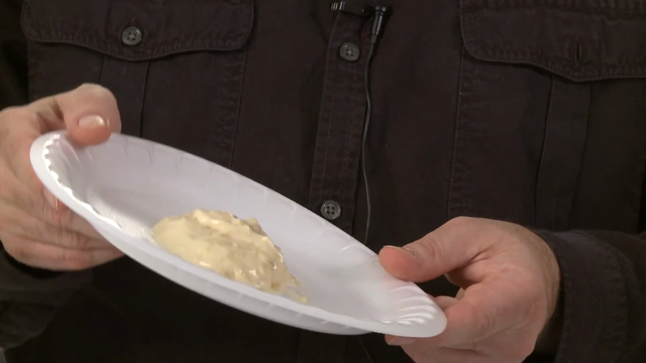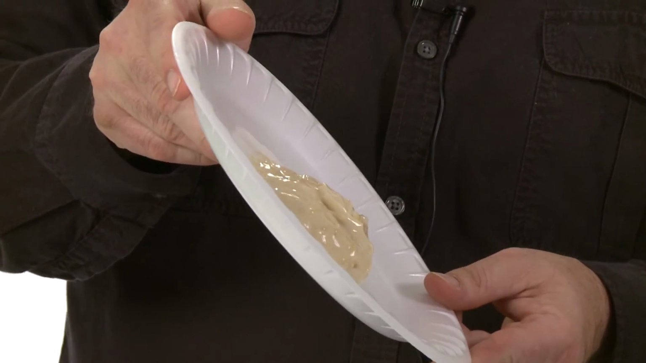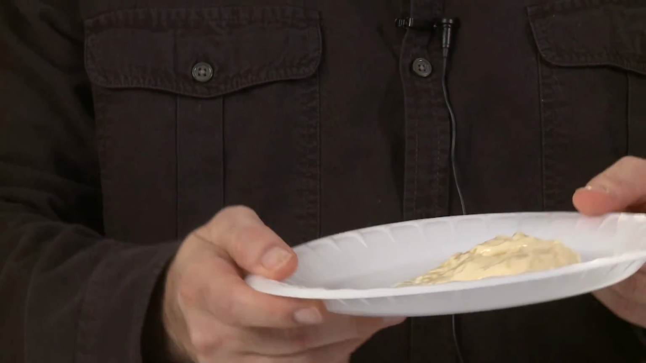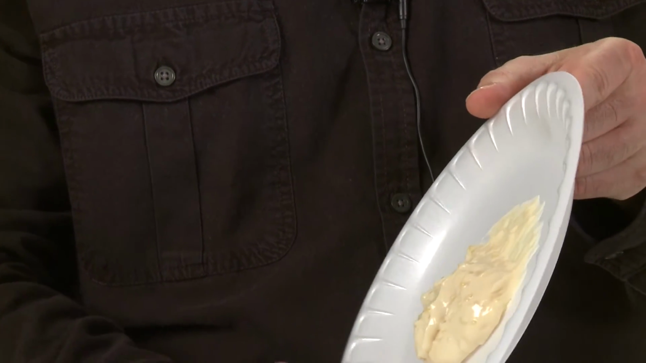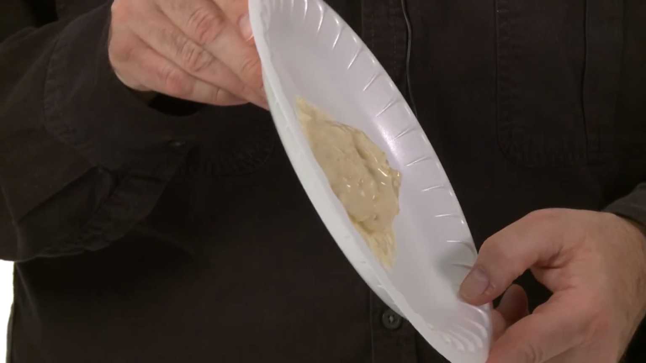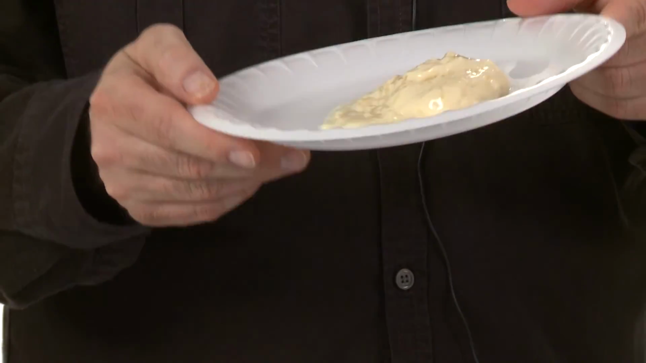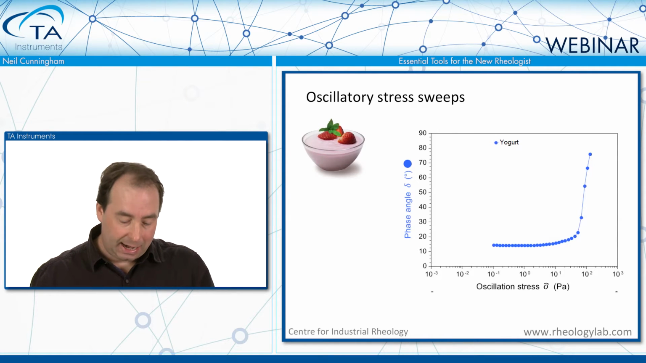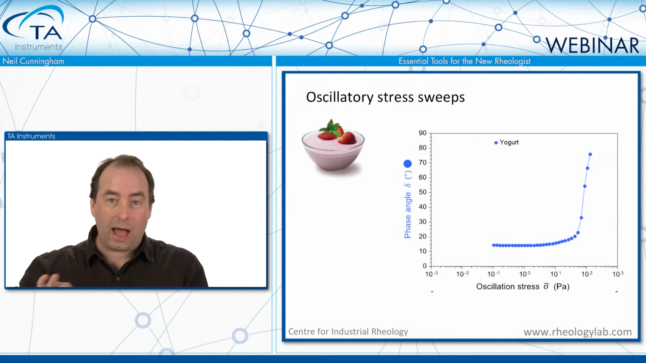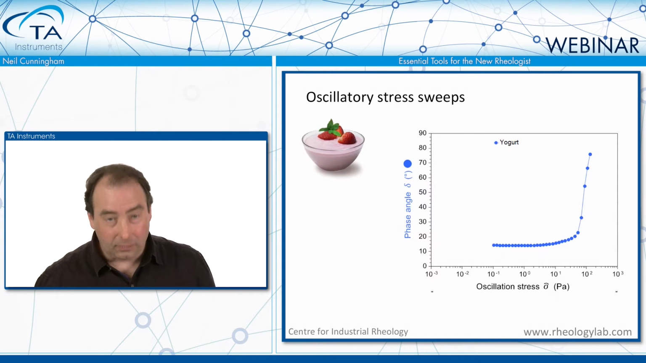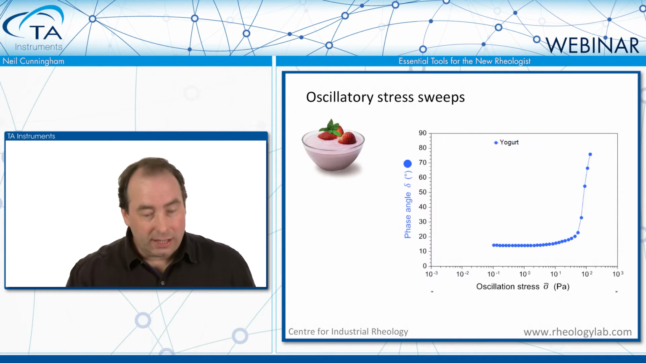But if we ramp up the stresses, then what we can see is we start to see the tapioca shearing, and we're getting this kind of avalanching. And what's happening here is we're applying sufficient stress to disrupt the structure in there. And so everything starts to go out of phase. Okay, so that's for the yogurt.